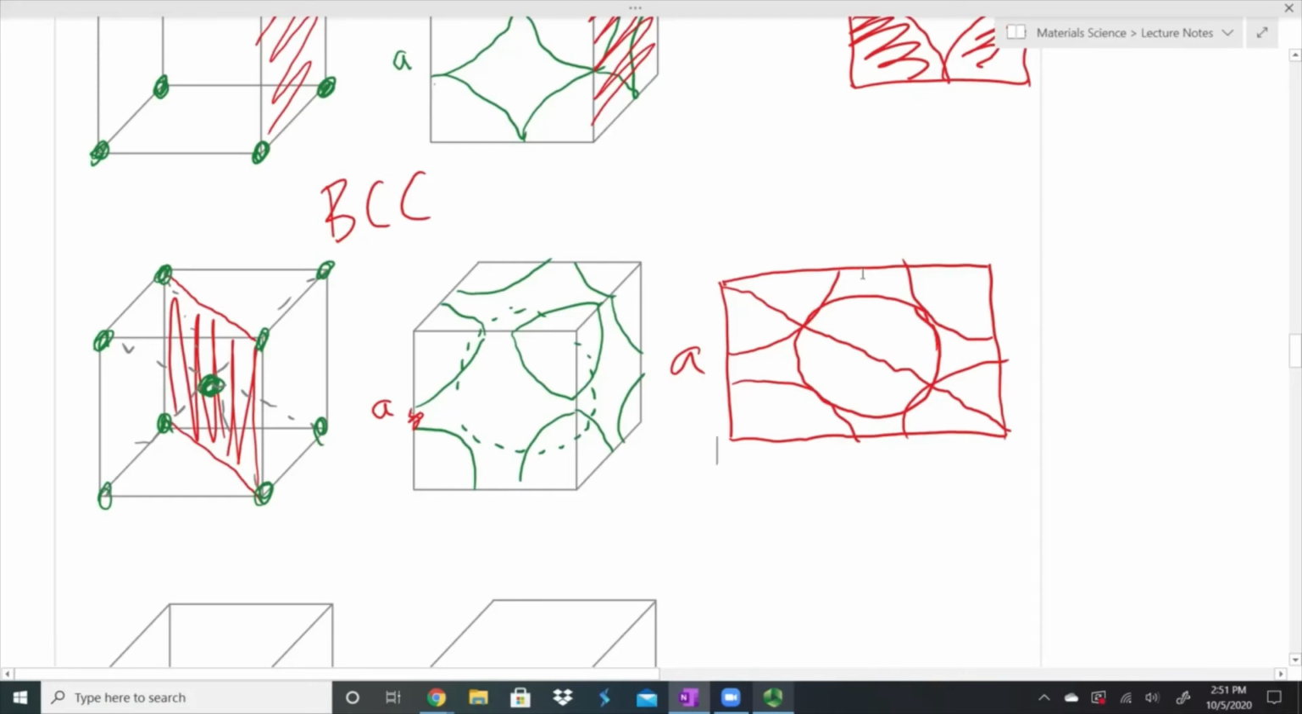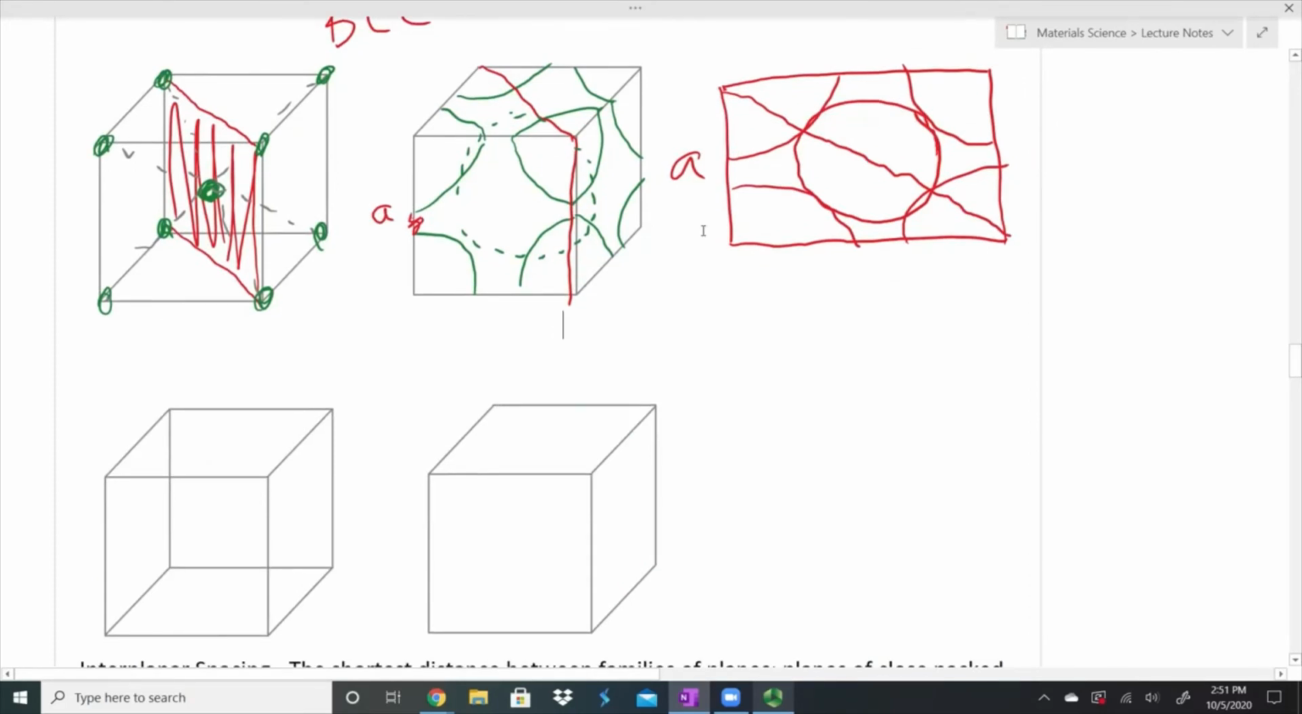I'll draw it here again. If I cut right along here, that is going to be my plane that is most densely packed for a body-centered cubic crystal.